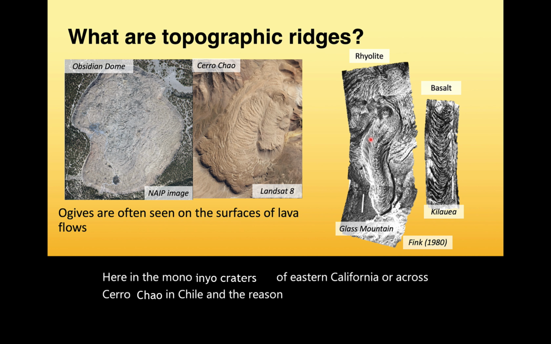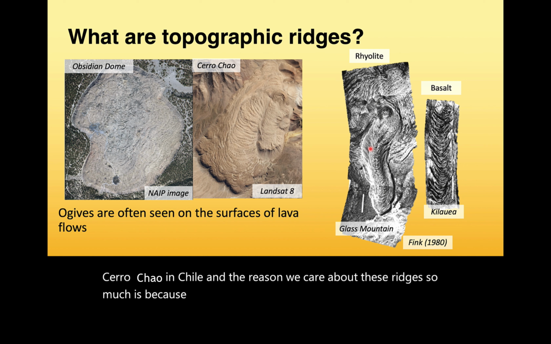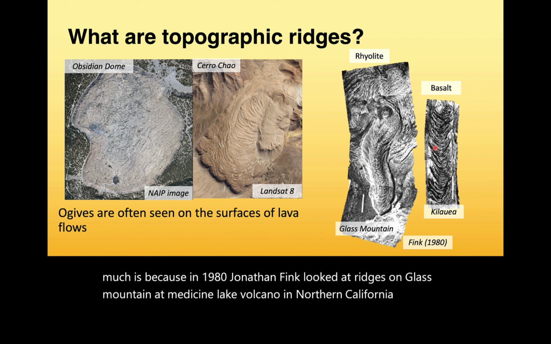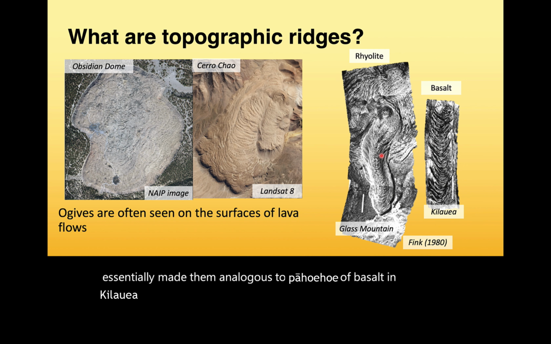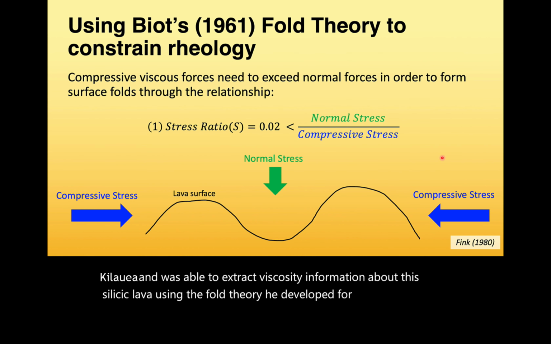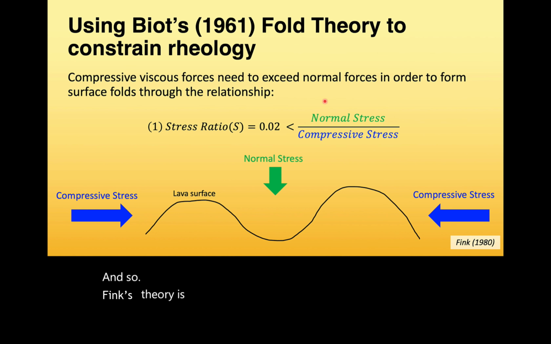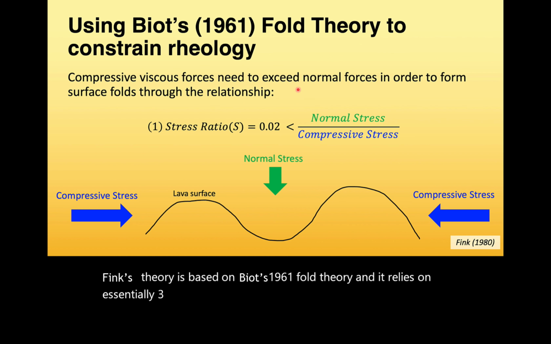And the reason we care about these ridges so much is because in 1980, Jonathan Fink looked at ridges on Glass Mountain at Medicine Lake Volcano in Northern California and essentially made them analogous to pahoehoe ropes of basalt in Kilauea, and was able to extract viscosity information about this silicic lava using the fold theory he developed for the pahoehoe. And so Fink's theory is based on Biot's 1961 fold theory, and it relies on essentially three different variables.